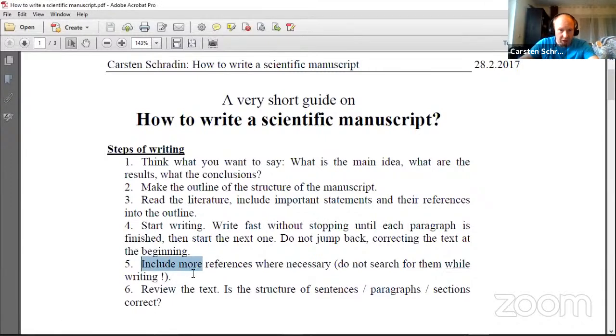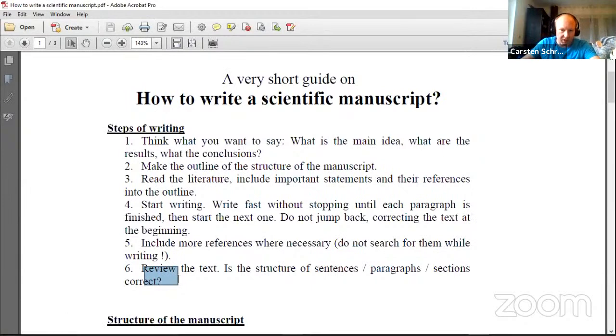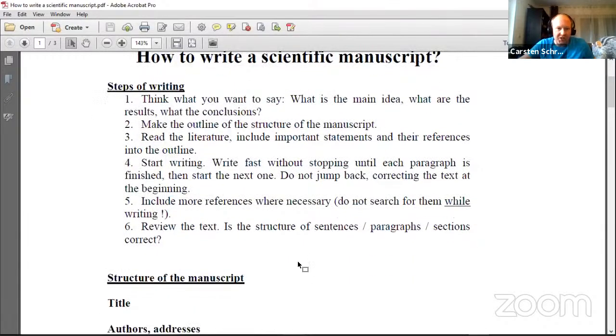So this is then here, include more references when necessary after the writing. If you didn't read everything yet here in step 3, and then during the writing you see something is missing, then don't stop and look for the missing thing. Continue your argument and look it up afterwards, so as not to interrupt your writing process. And then review the text and look whether the structure, the sentences, and everything is correct. And during this seminar, we will talk about this, especially next week, how to see whether the structure of sentences, paragraphs, and sections are correct.